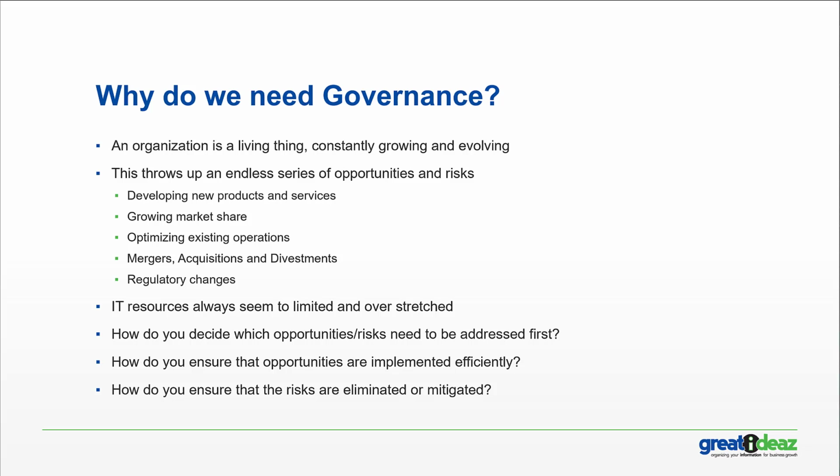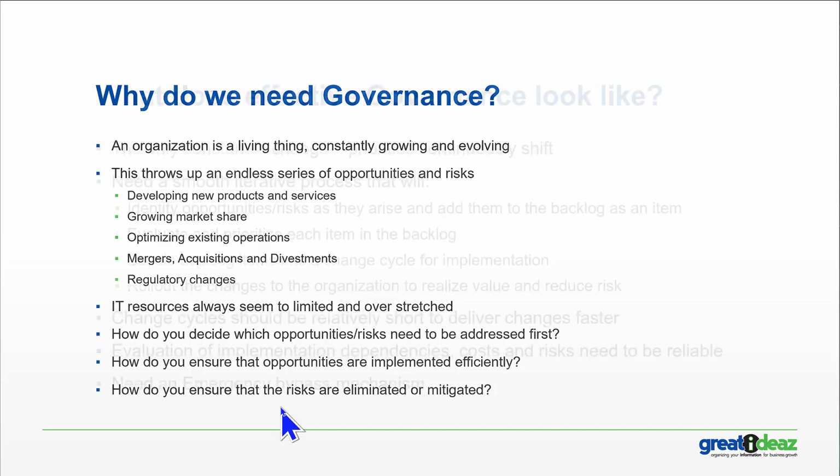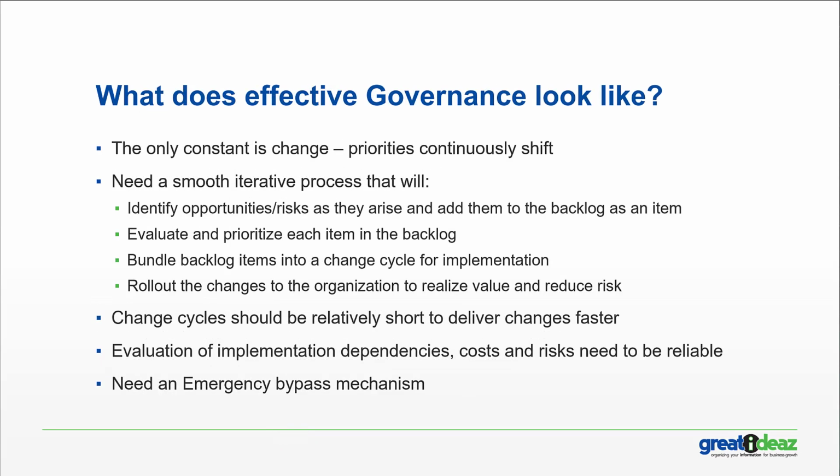So you always see this issue that there's a higher need than there are available resources to fulfill that need. So the question that we really need to address as a business is, how do we decide which opportunities or risks need to be addressed first? And then how do we make sure that those opportunities that we've identified are efficiently implemented within the organization and rolled out to deliver the value? Or if we've identified a new organizational risk, how do we make sure that that risk is eliminated or mitigated as quickly and efficiently as possible? So what does effective governance look like?